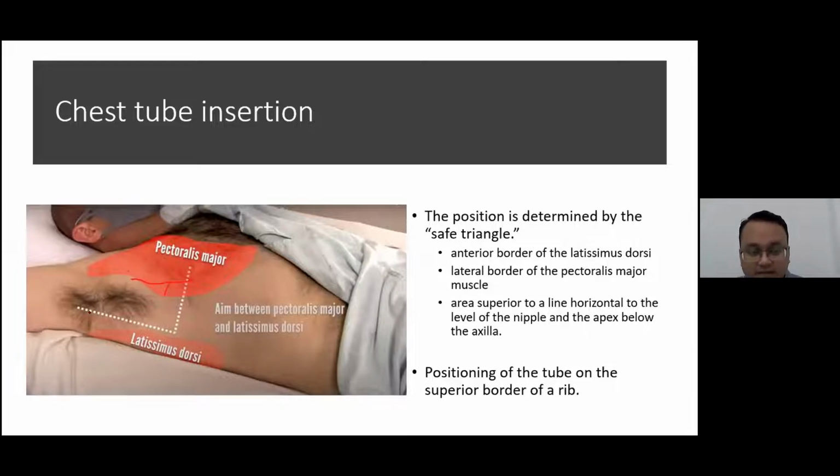Then you have the apex of the axilla, isn't it? So we're going to make this triangle, and this imaginary line over here usually lies at the level of the fourth intercostal space. Anything above that will be considered safe. Anything that goes more downwards or below, you have the risk of injury. On the right side, you may be injuring the liver and so on. So this is among the places where it is considered relatively safe to perform the chest tube insertion.